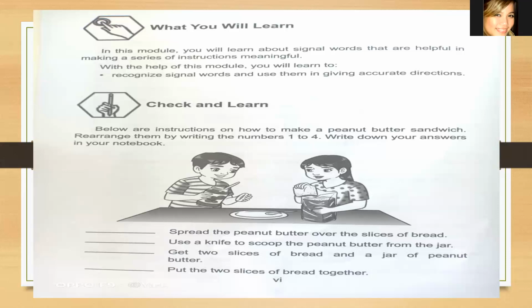Number 2 is letter B. Use a knife to scoop the peanut butter from the jar. That is correct. Okay, so letter B is number 2.